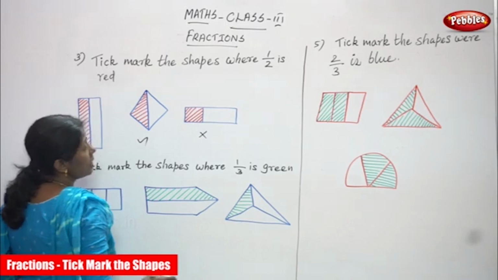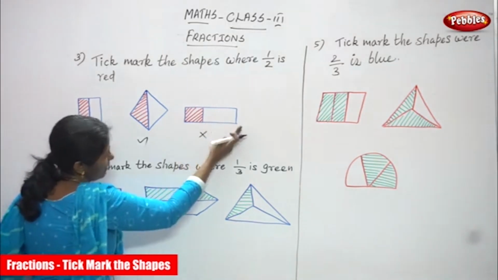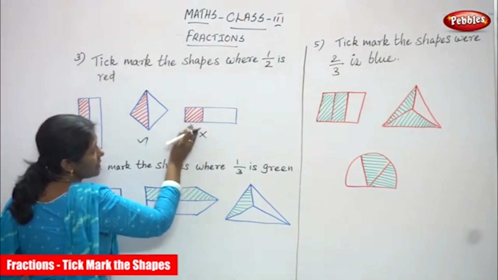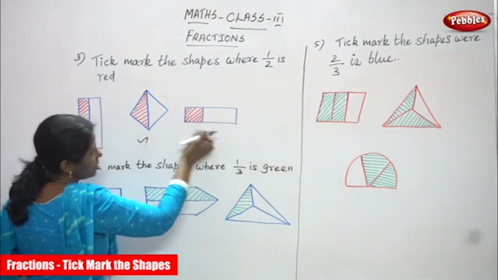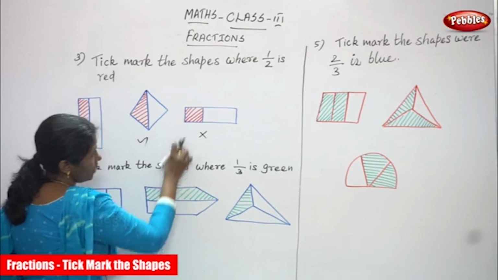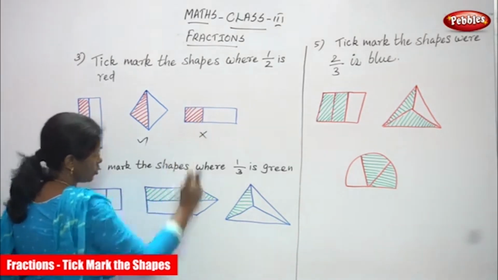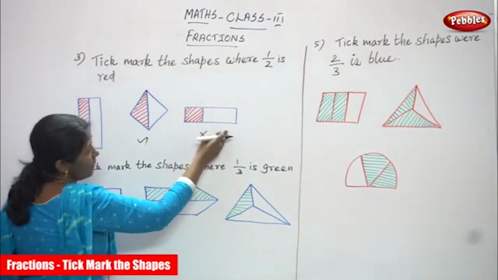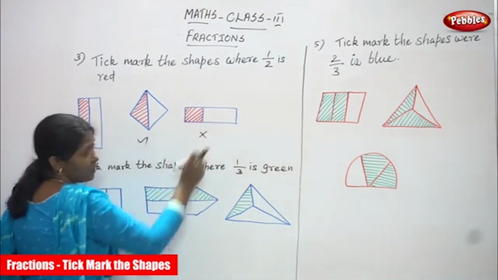I have to put a wrong mark here because it is a rectangle, but it's not cut into equal parts. It is a small box and a big box. It is not cut into equal halves. So it looks like 1 by 4, it's not like 1 by 2. Generally while you see it is two parts, but it is not equal parts, it is a small part and a big part.